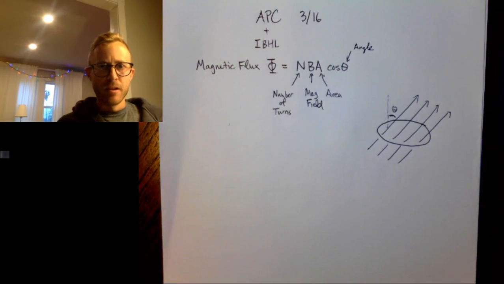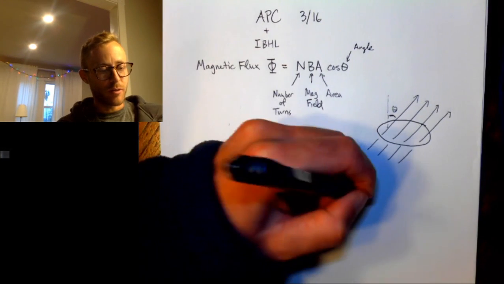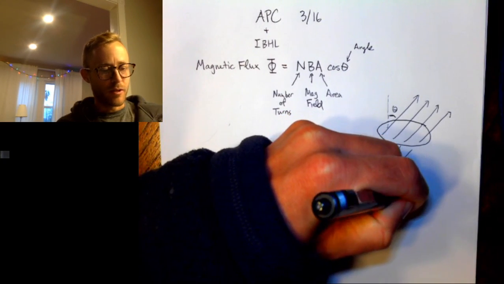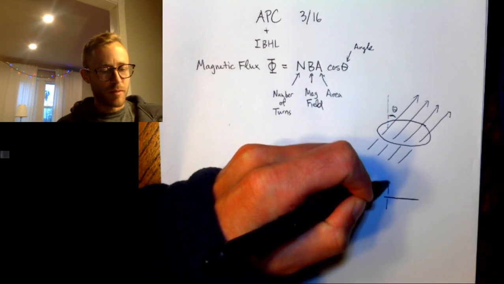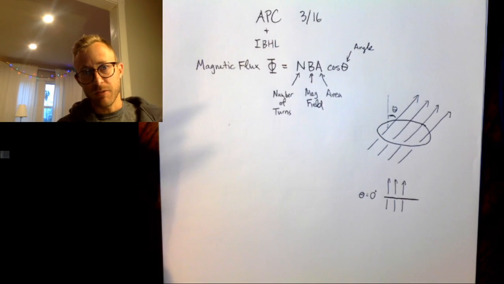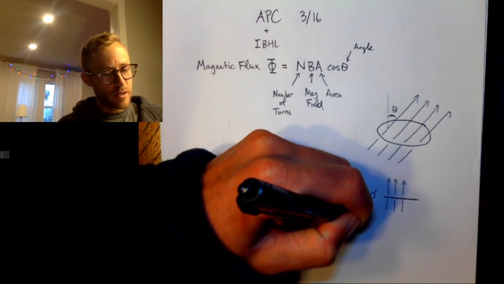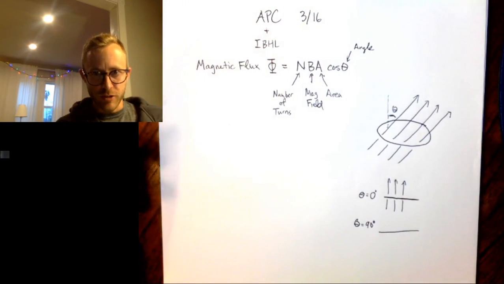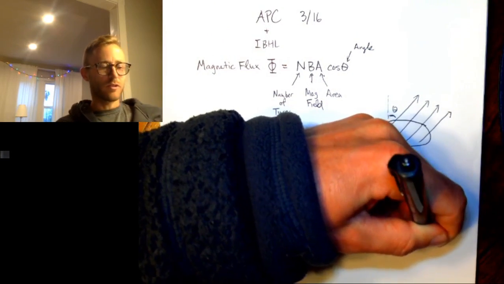Let me draw you what theta equals 0 degrees would look like. If this is an edge-on view of your loop, then your magnetic field is going like this, because the normal of the loop points up and down, and the magnetic field also points up and down, so the angle between them is 0. Theta equals 90 degrees would look something like this. If this is your loop edge on, you have a magnetic field that is running along the loop. So that's theta equals 90 degrees.